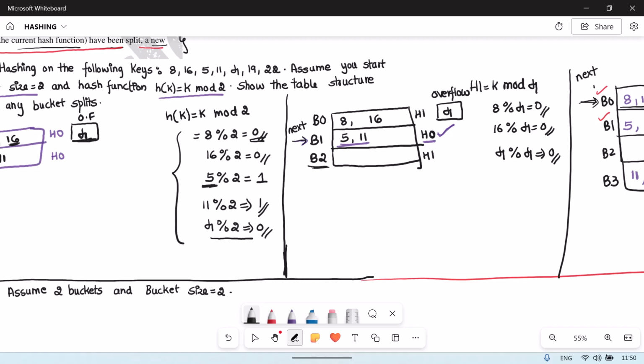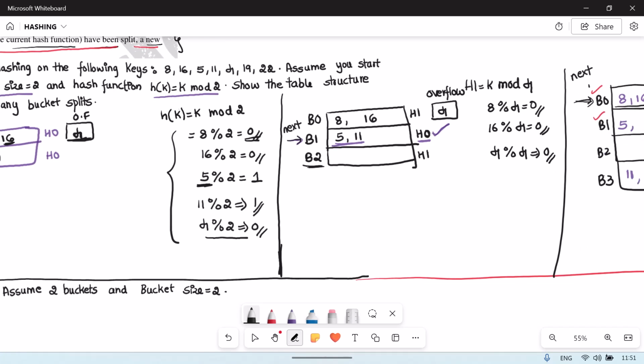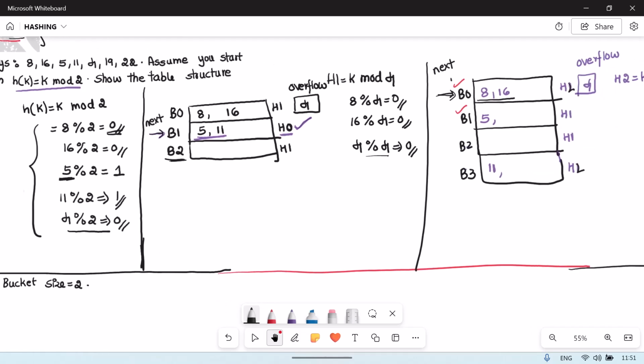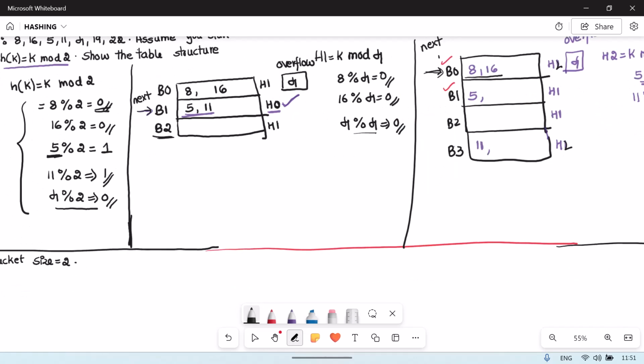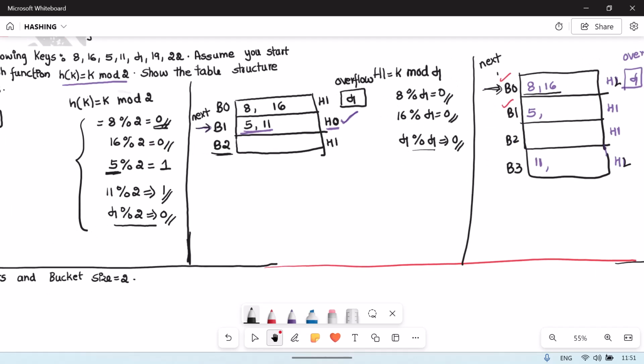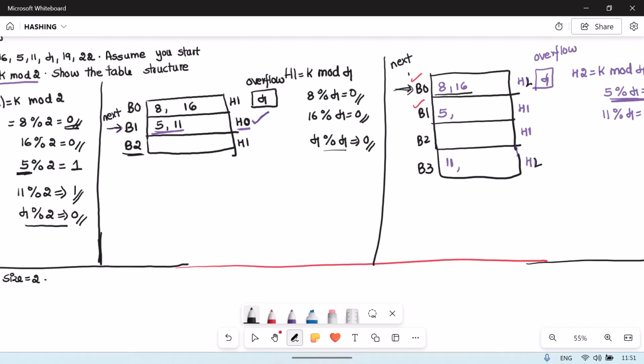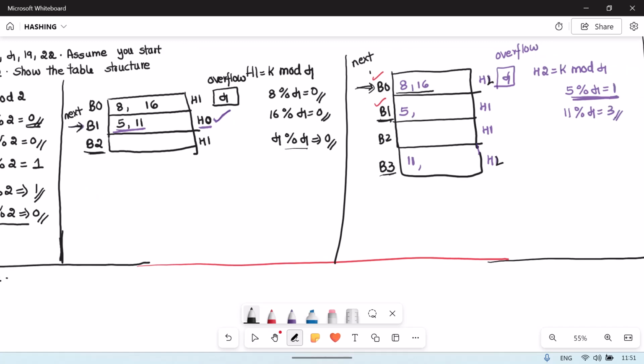H0 was there for B0. Now H0 has increased to H1. So H1 is mod 4. Wherever B0 was there, whatever values were there, you will have to rehash them. So I have done 8 mod 4, 16 mod 4, and 4 mod 4. When I did that, the overflow was still existing. But when you split again, next is pointed to by B1. So B1 has been split. B1 was split to B1 and B3.